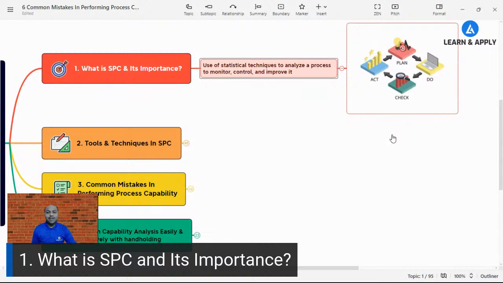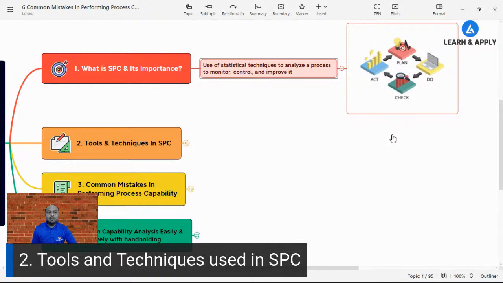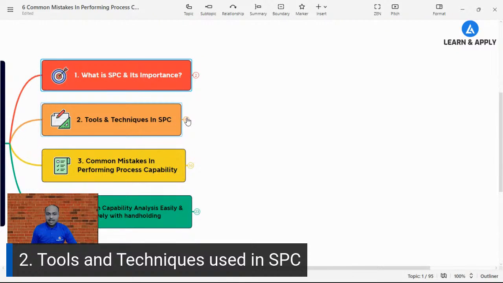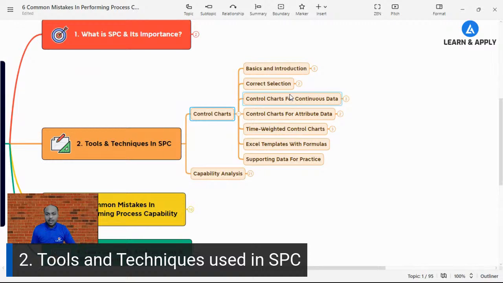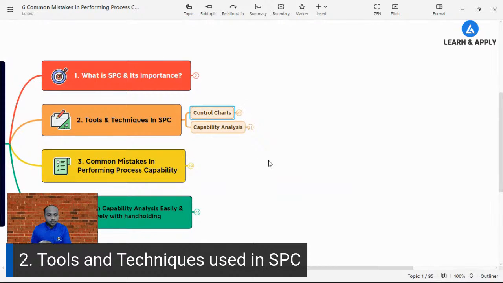Right? So once we understand what SPC is and why it is important, let's go to the second point, which is the tools and techniques that are part of statistical process control. Statistical process control mainly consists of two sets of tools. The first one is the control chart, which consists of a wide variety of control charts, including control charts for continuous data, attribute data, and time-weighted control charts. But in today's session, our focus is not on control charts; it's about the common mistakes that we make in process capability. So we are sticking our focus only to capability analysis.